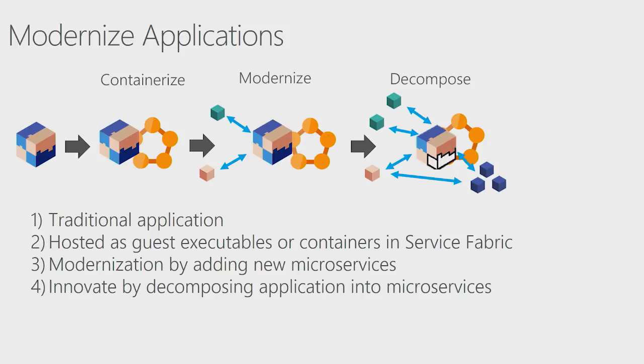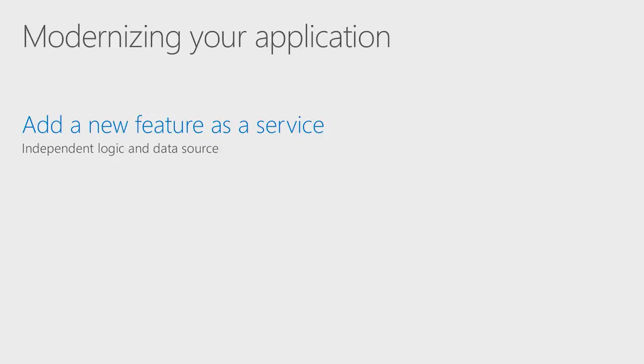And we're going to jump right into decompose, just to demonstrate that you don't necessarily need to move along this path in a modular way. You can kind of jump around. You're very flexible. You do what's best for the business that you're running. So how do you decide where you're going to actually begin to add new features? The first one is if you have a new feature coming up and it's fairly independent logic-wise and data source, this is a great opportunity for you to try out adding a new service in Service Fabric.